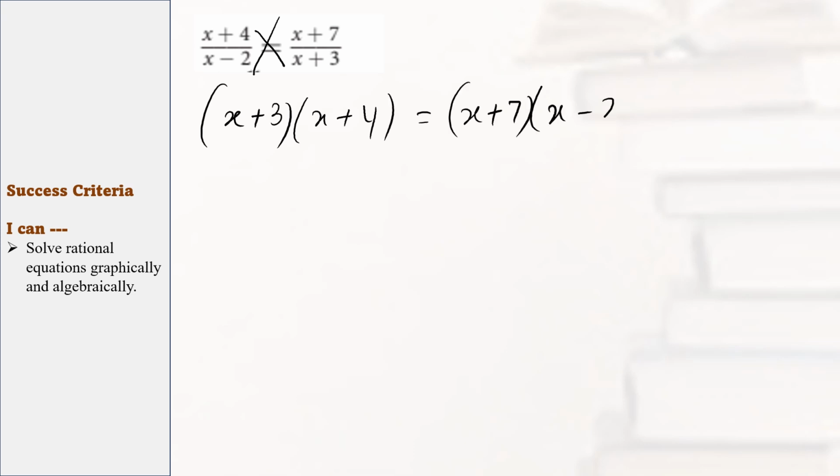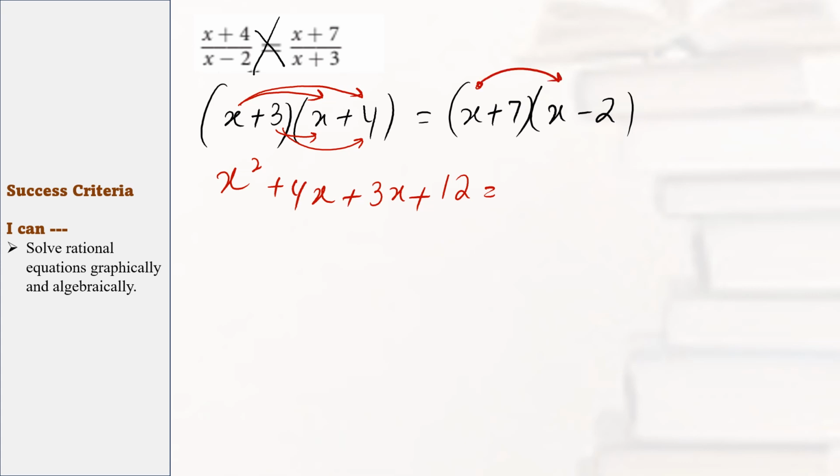Now next question, a little bit complicated. Again what we said, cross multiply. So x plus 3 times x plus 4 equals to x plus 7 times x minus 2. Open the bracket, x times x, we get x square. x times 4, we will get 4x. 3 times x plus 3x and 3 times 4 is 12.